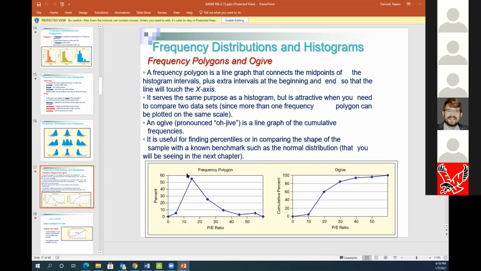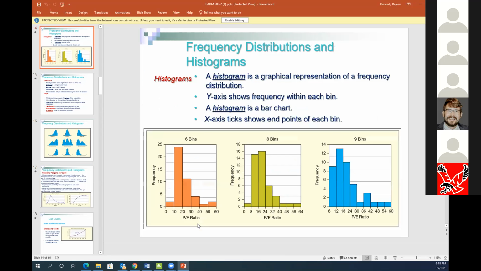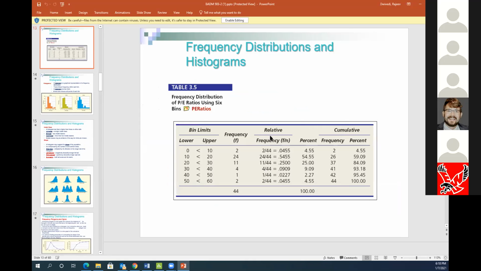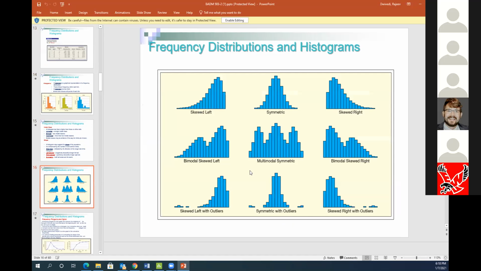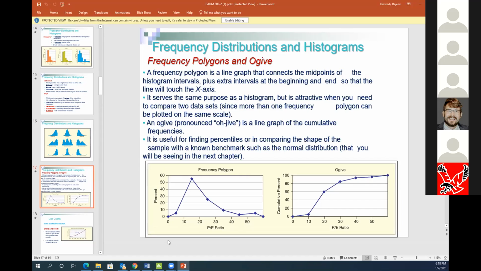Now we have the polygon and the ogive. So what is a polygon? A polygon is nothing but percentage. For example, when we did relative frequency, this is the relative percentage. If you plot this against the ratio with percentage, that is the polygon. When you do it cumulative, that is the ogive. Cumulative means it is always increasing. It adds the previous values and goes up to 100%.